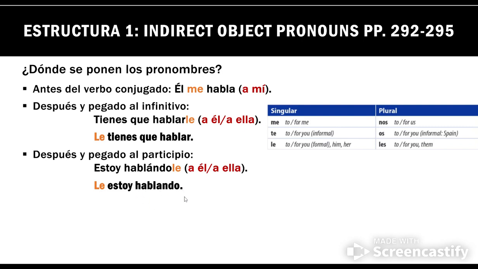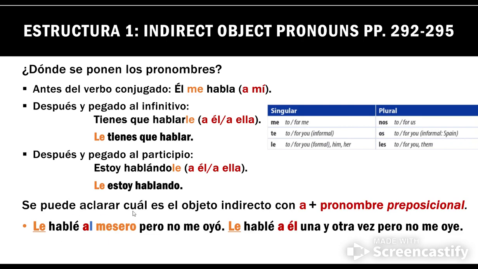Just a quick review of accent rules. Remember, if a word ends in a vowel, N or S, the natural stress is going to be in the second to last vowel. Hablando. Now, if we attach this le, the rule tells us that now the stress is going to be in the second to last. But we don't want that. We want to keep that same stress where it used to be. And so we're going to mark an accent on that A to know that that's where the stress is. Estoy hablándole.